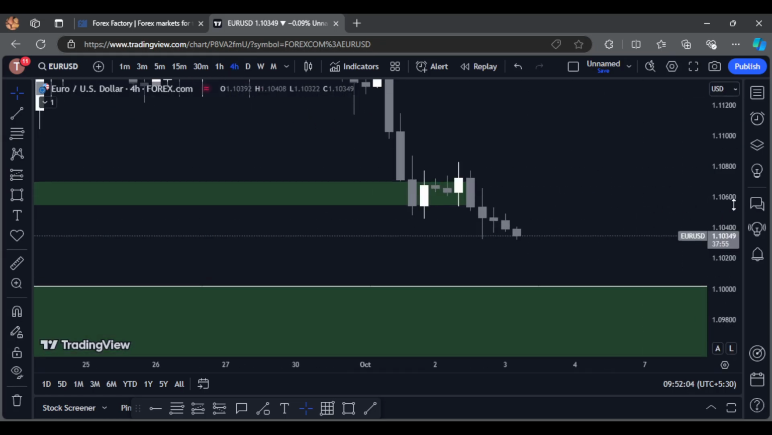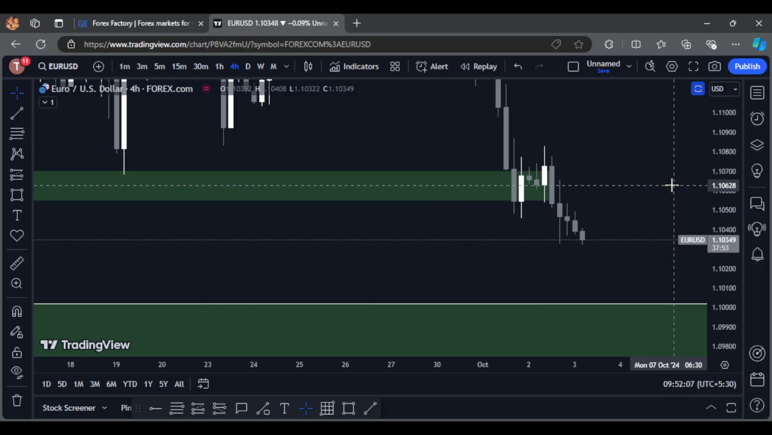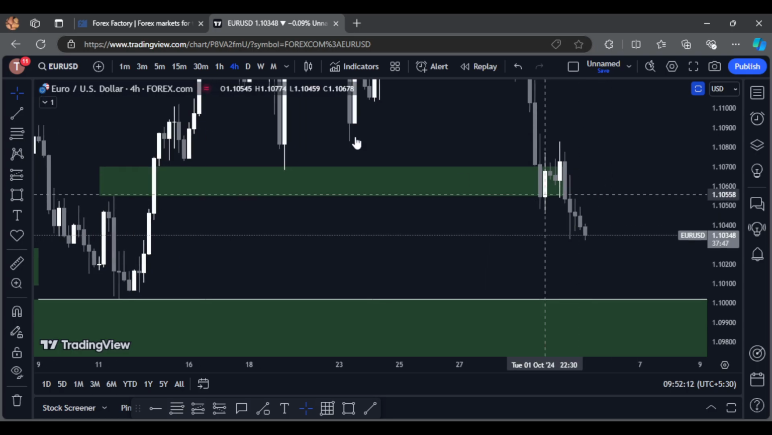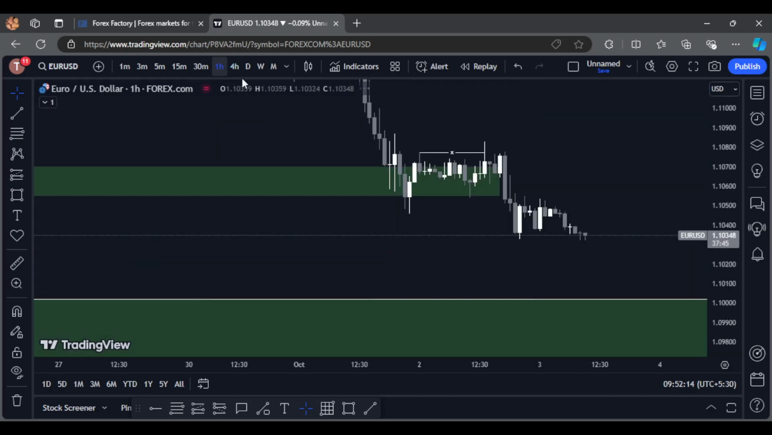This is a 4-hour chart, and I don't find anything clear here because the price has swept some kind of liquidity but couldn't go into the higher direction. So let's move to the 1 hour to see what we have.